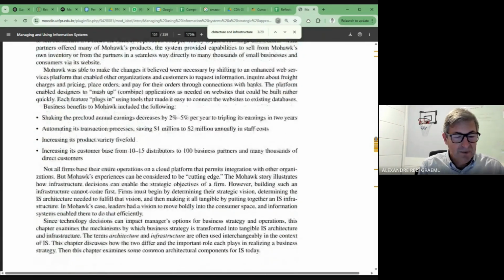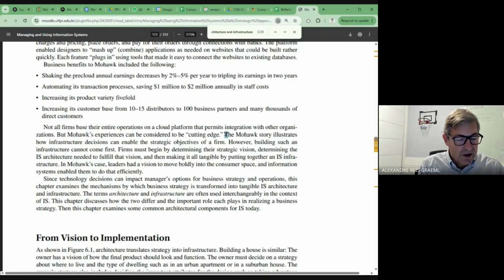And here they also say that the Mohawk story illustrates how infrastructure decisions can enable the strategic objectives of a firm. They had the strategy, and then they developed the infrastructure, and that's the way it has to be, right? Because if we develop the infrastructure without having a very clear strategy in mind, we will become the slaves of the infrastructure that we create. I keep saying that infrastructures can support the strategy that we developed, but they can also enforce strategies that we don't want.